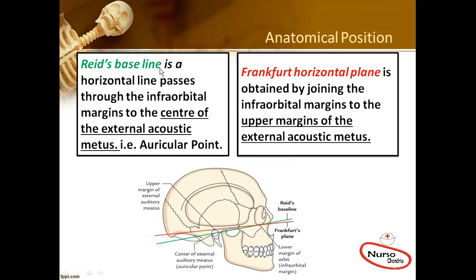Reid's baseline is a horizontal line that passes through the infraorbital margins to the center of the external acoustic meatus. For example, the auricular point. In this diagram, we can see the lower margins of the orbit, which are known as infraorbital margins, and on that part we can see the center of the external auditory meatus, which is called the auricular point. From that margin to these margins, here we can see a green horizontal line which is known as Reid's baseline.